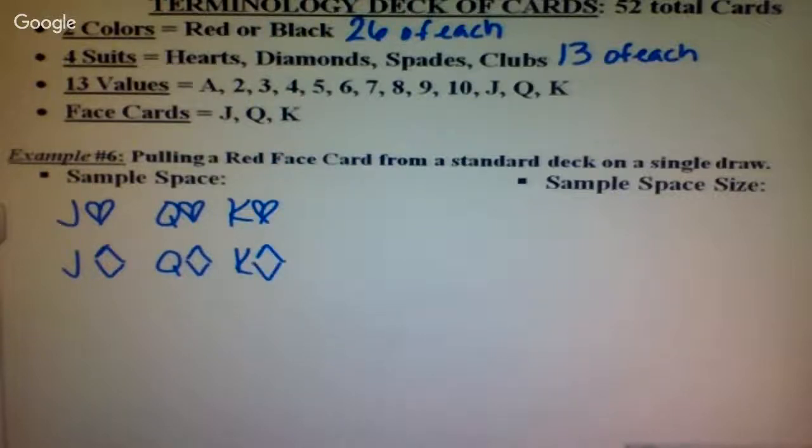Are they red? It's a red face card. If it had said any face card, yes, you would have had to list spades and clubs. This one only says red, so you only want to list the red ones. So my sample space size here is 6.